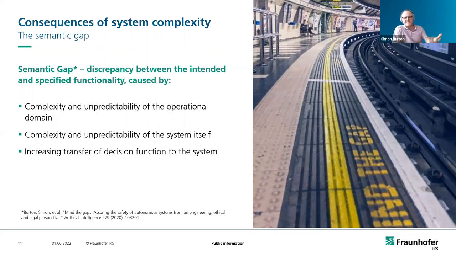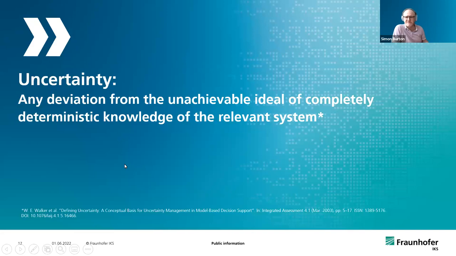And these semantic gaps, this lack of knowledge, can be described in another way. Another way of describing lack of knowledge is uncertainty. And this gives us a bit of a bridge to some of the more technical issues that we face here, because uncertainty is often used in a technical sense, and we'll see that on the following slides.